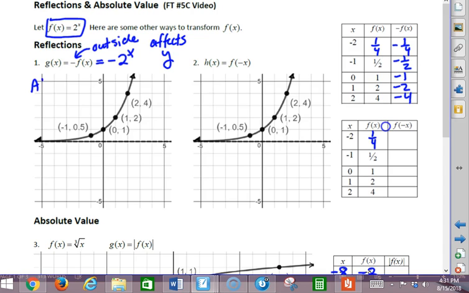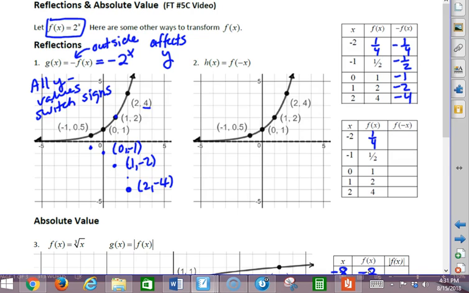So we're going to write down here: all y values switch signs from positive to negative or from negative to positive. So for example, 2, positive 4 becomes 2, negative 4. 1, positive 2 becomes 1, negative 2. 0, 1 becomes 0, negative 1, and so forth. And we have one more here. Negative 1, 0.5 becomes negative 1, negative 0.5, and the graph now looks like this.